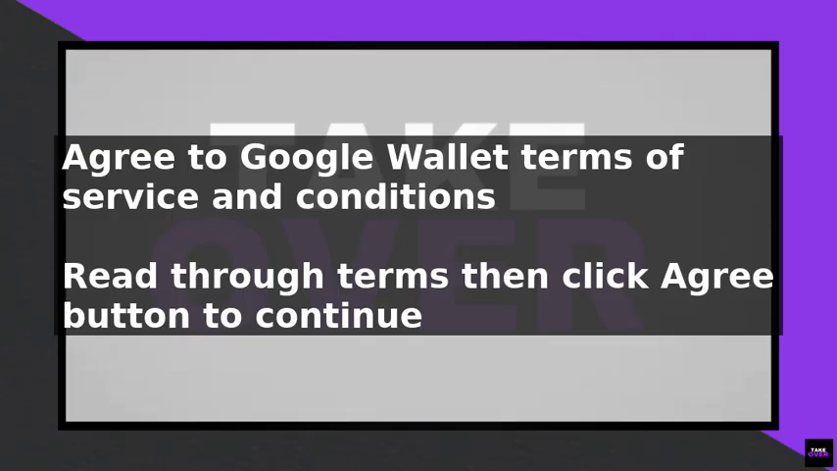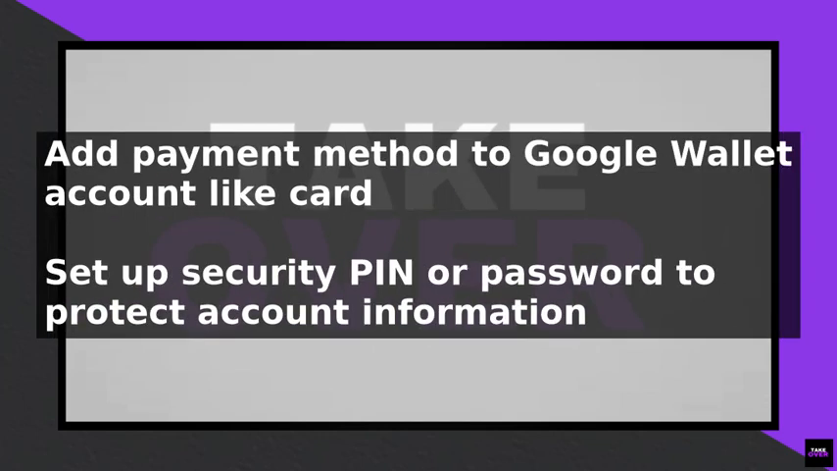Finally, you will be asked to review and confirm your Google Wallet account information. Make sure all of your information is correct. Then click on the Confirm button to complete the sign-up process. Your Google Wallet account is now set up and ready to use. You can use it to make online purchases, send and receive money, and store your loyalty cards and tickets.